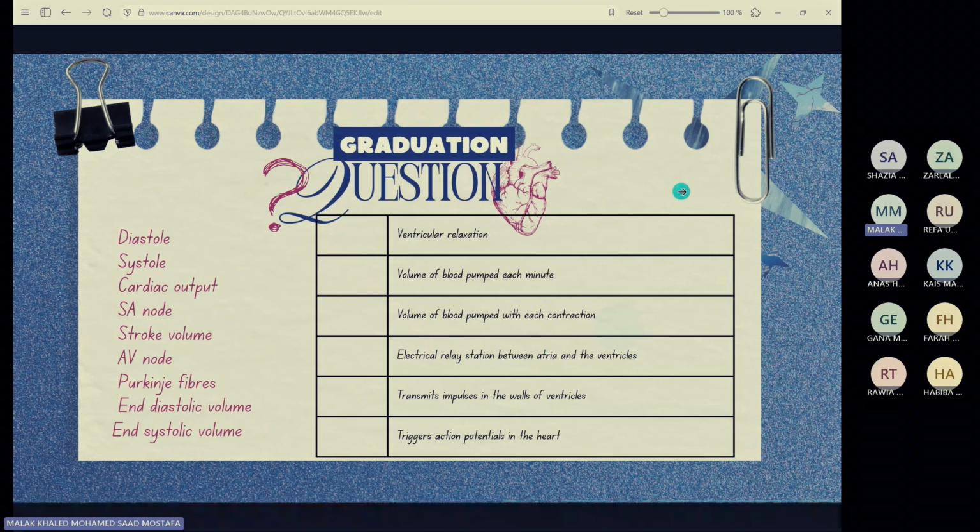Yeah, this is a graduation question that basically combines the cardiac cycle and whatever Zarlala just went through, the cardiac output and stuff. So I think because we already went very overtime, like 20 minutes overtime, we'll send you guys this presentation, and inshallah you can go through the question and do it yourself.